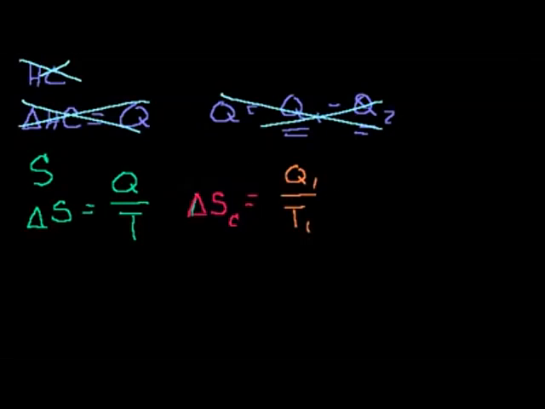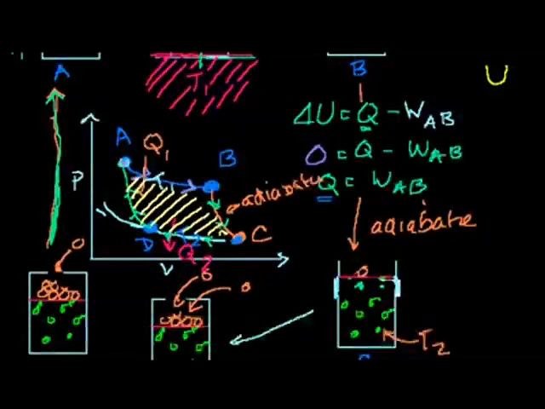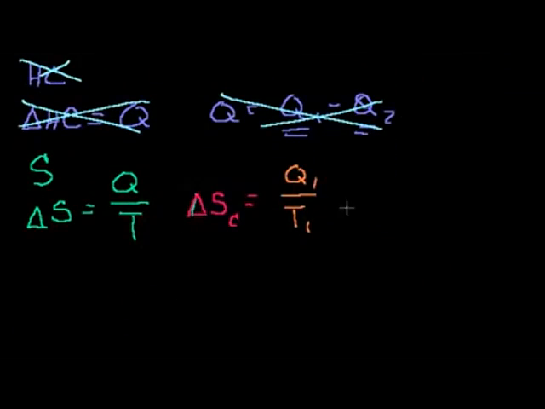Fair enough. Then when we went from B to C, it was adiabatic. We added or took away no heat. So this value, Q over T, would just be 0. So it's plus 0.